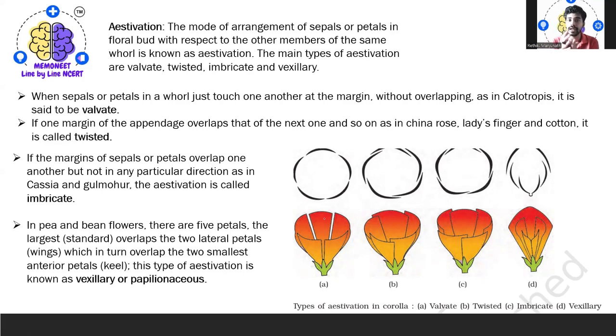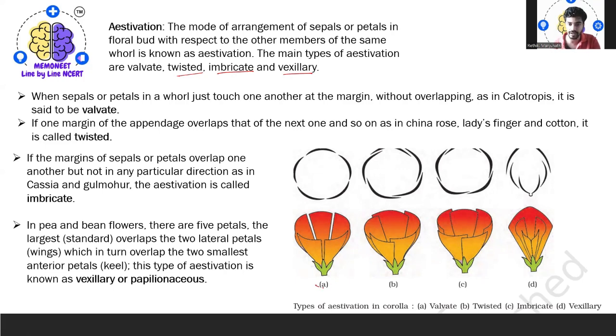The main types of aestivation are valvate, twisted, imbricate, and vexillary. So what are they? We will go deeper. When you look at the sepals, as you can see here, in an outer way, you will find them very similar, but if you go deeper, you will understand it.